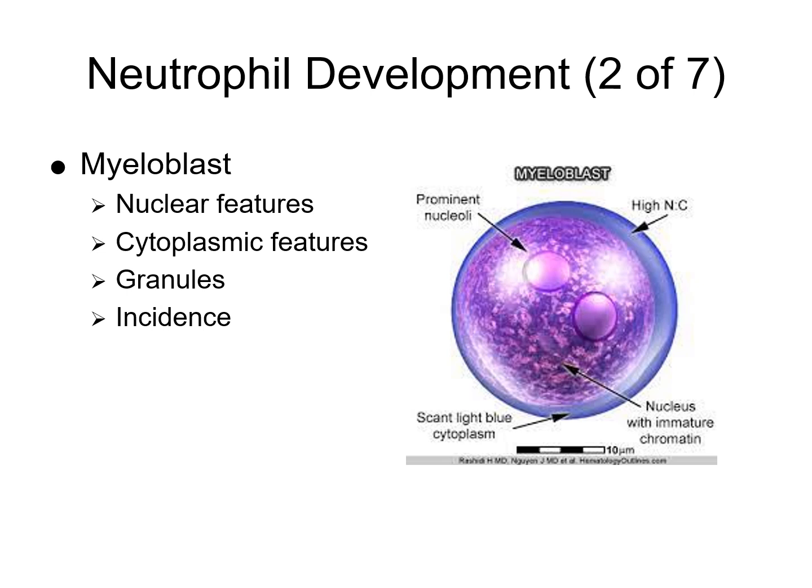All right, so the first one we have is a myeloblast. By definition, the myeloblast is the earliest recognizable precursor cell in the granulocytic or neutrophil lineage. It is found in the bone marrow during normal granulopoiesis.